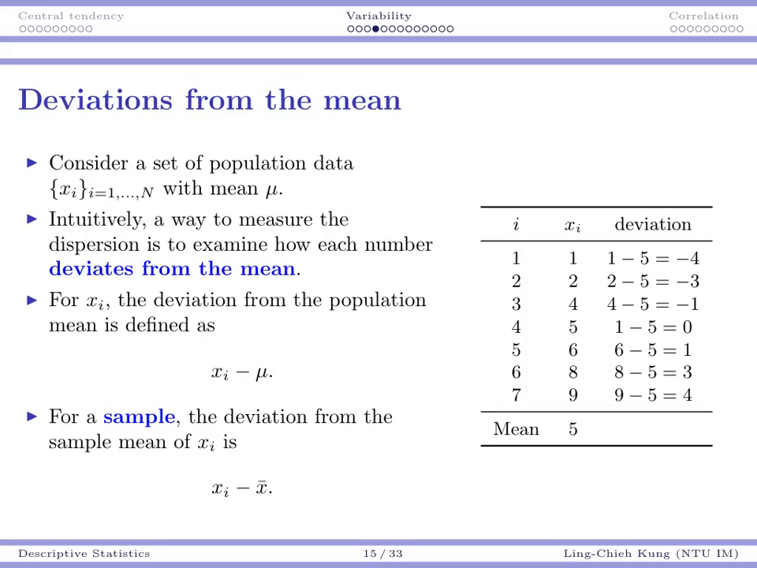One thing you need to see is that the deviation from the population mean can be negative. That means this number is smaller than the mean. Okay? But anyway, you can see the magnitude or the absolute value of that deviation measures how far xi is from mu. Okay? So that's something.